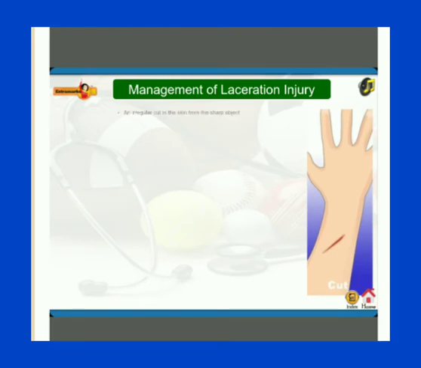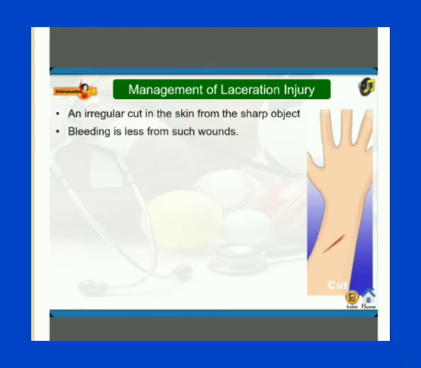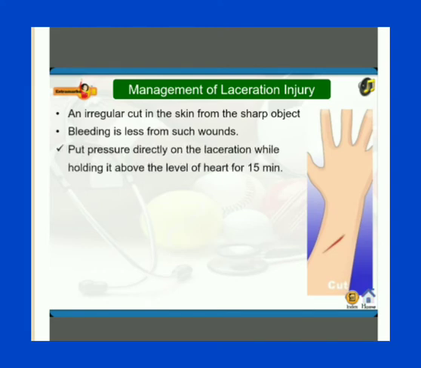Laceration is an irregular cut in the skin from any sharp object. Bleeding is less in such wounds. Let's see how to manage it. Put pressure directly on the laceration while holding it above the level of the heart for 15 minutes.